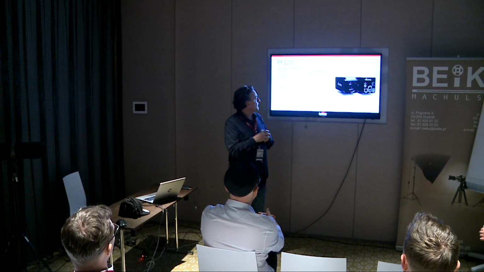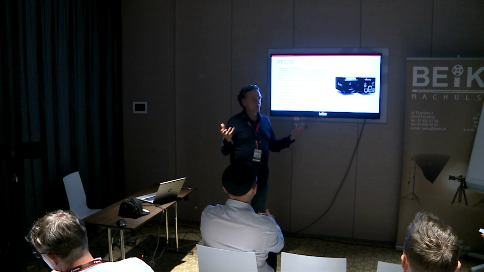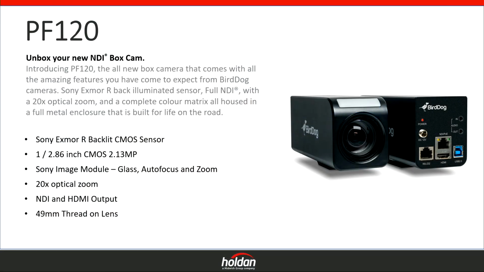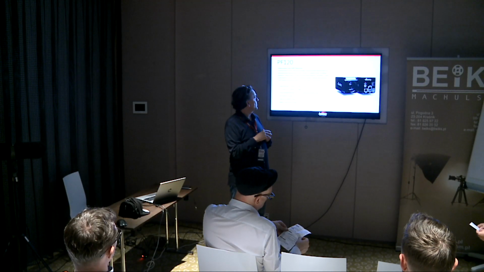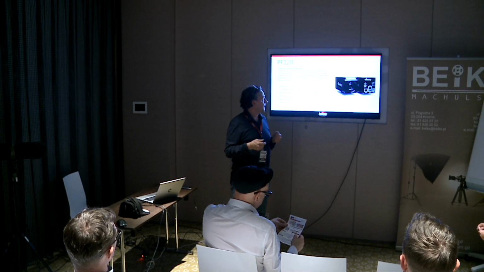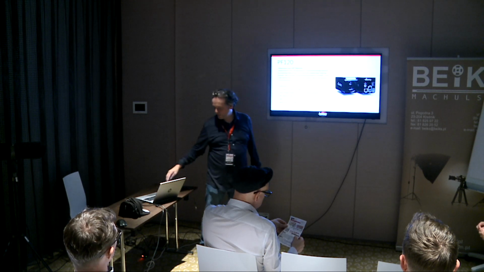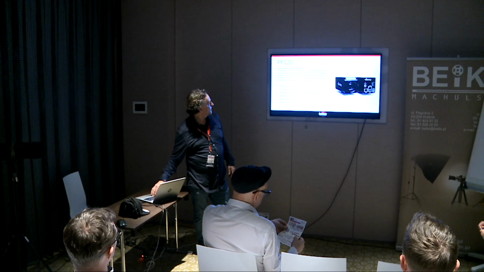The PF120 is the box camera. That's the compact one. It's ideal for a studio setup where you need a couple of cameras, or a theater where you have fixed solutions. You want to have fixed positions. That's where the PF120 comes in. It's small, it's stable, and it's got everything. You can put it somewhere, and since it's power over Ethernet, you can just switch the camera on and off over the network and use it.